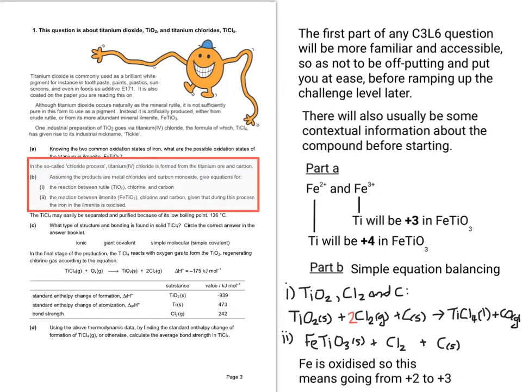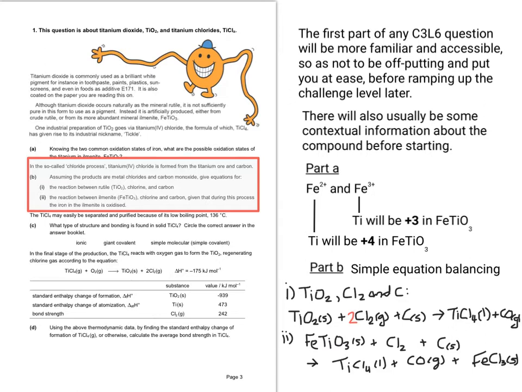So it also says that during this process the iron in the ilmenite is oxidized, so that must mean it goes from +3 to +4. Oh sorry, I beg your pardon, from +2 to +3 I should say. Okay, so here's our unbalanced equation.